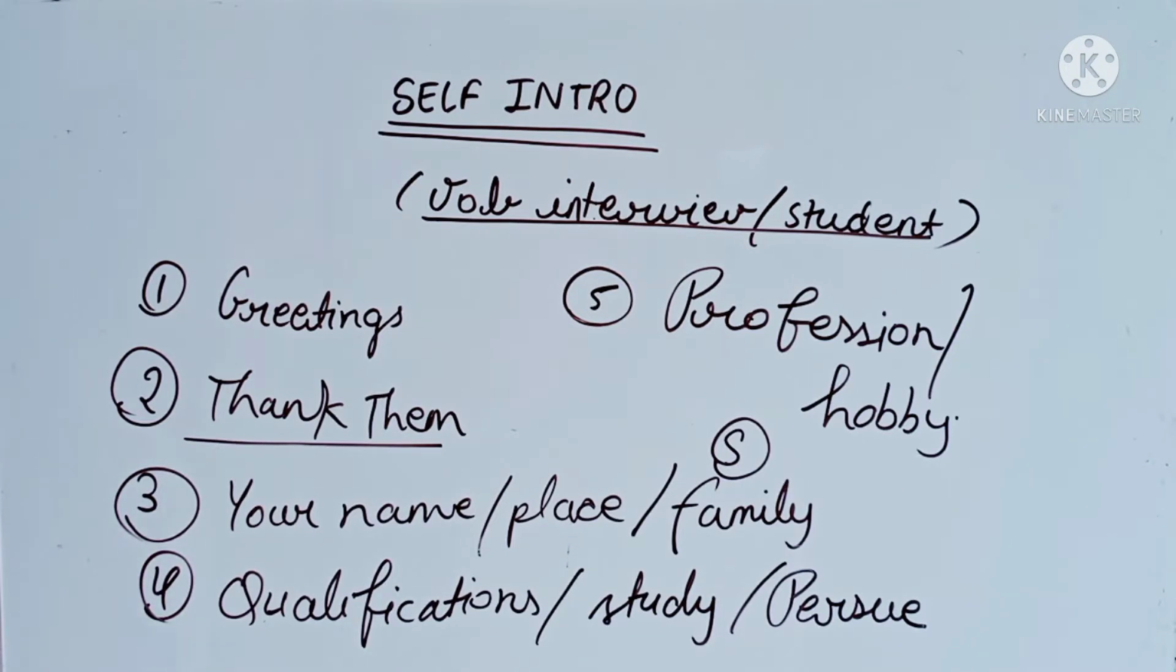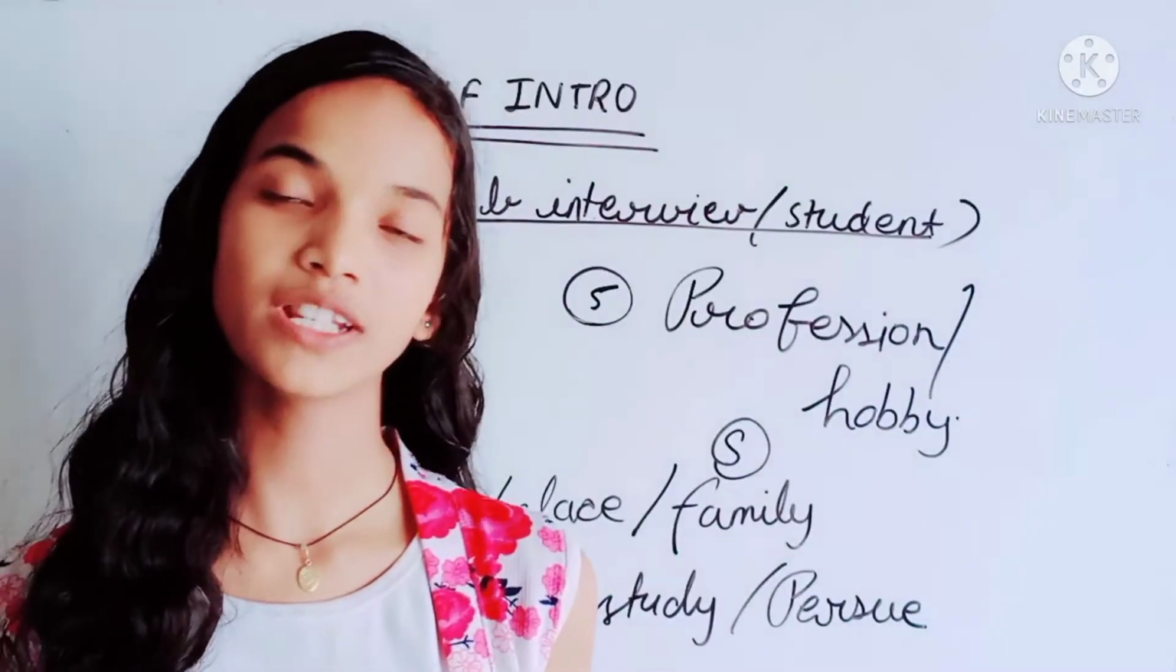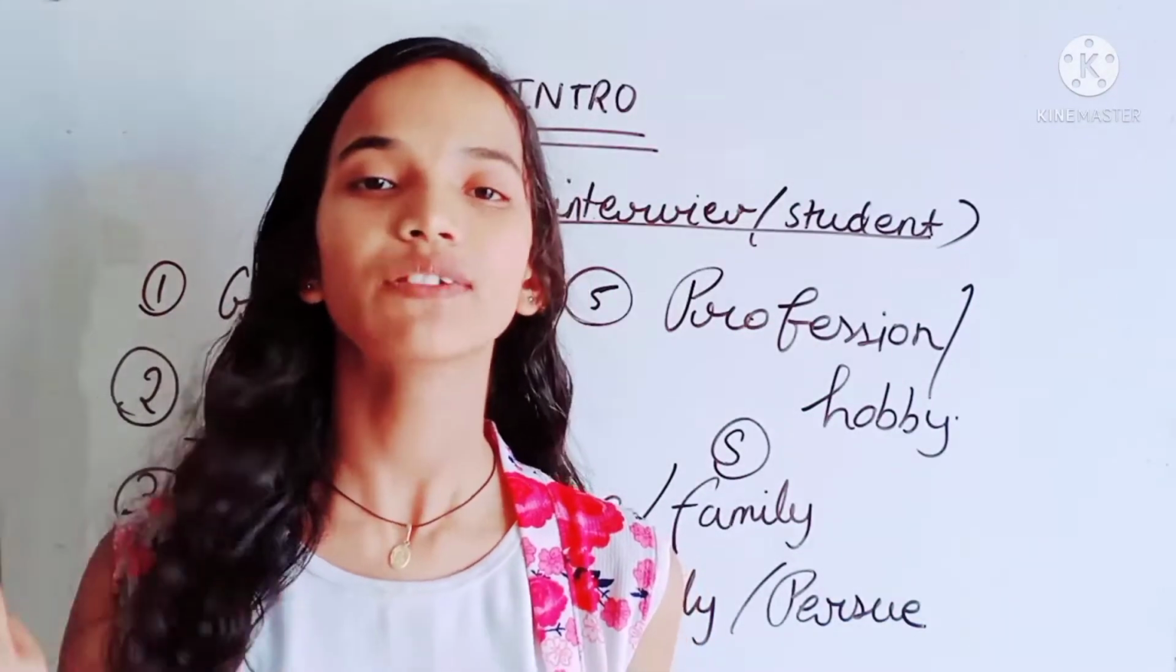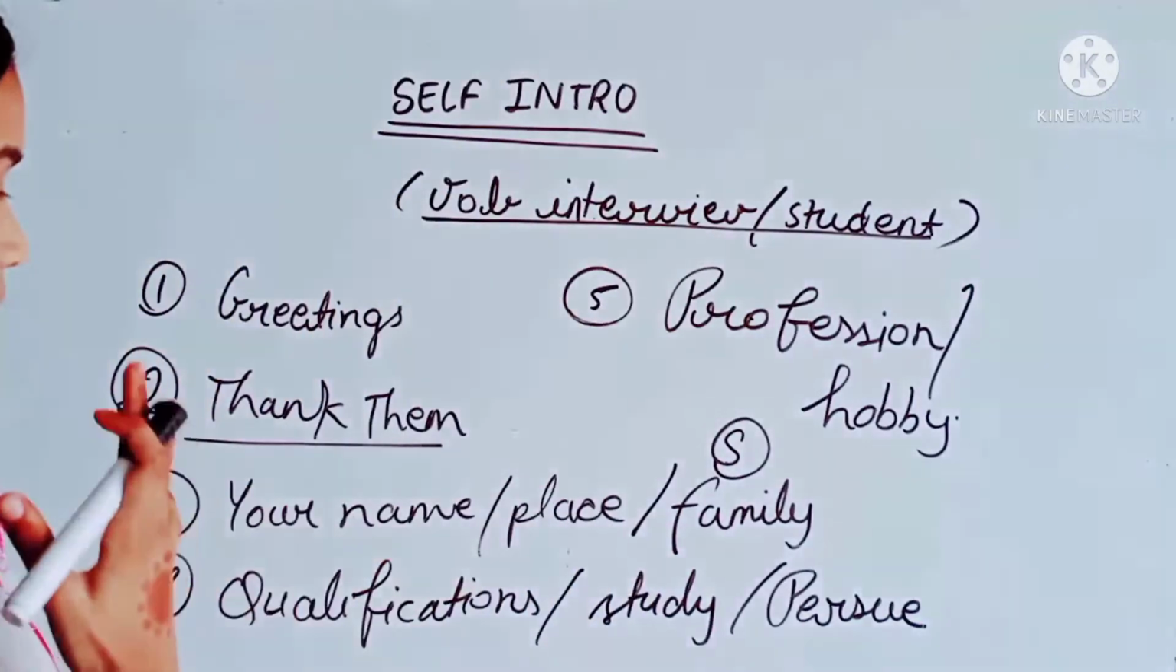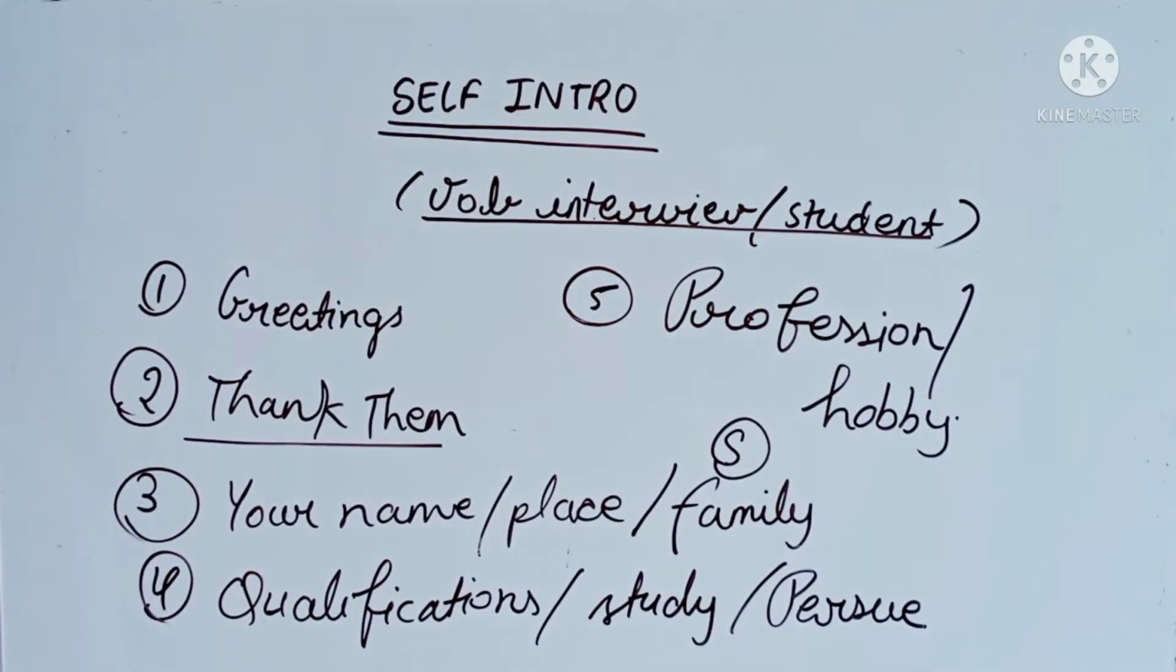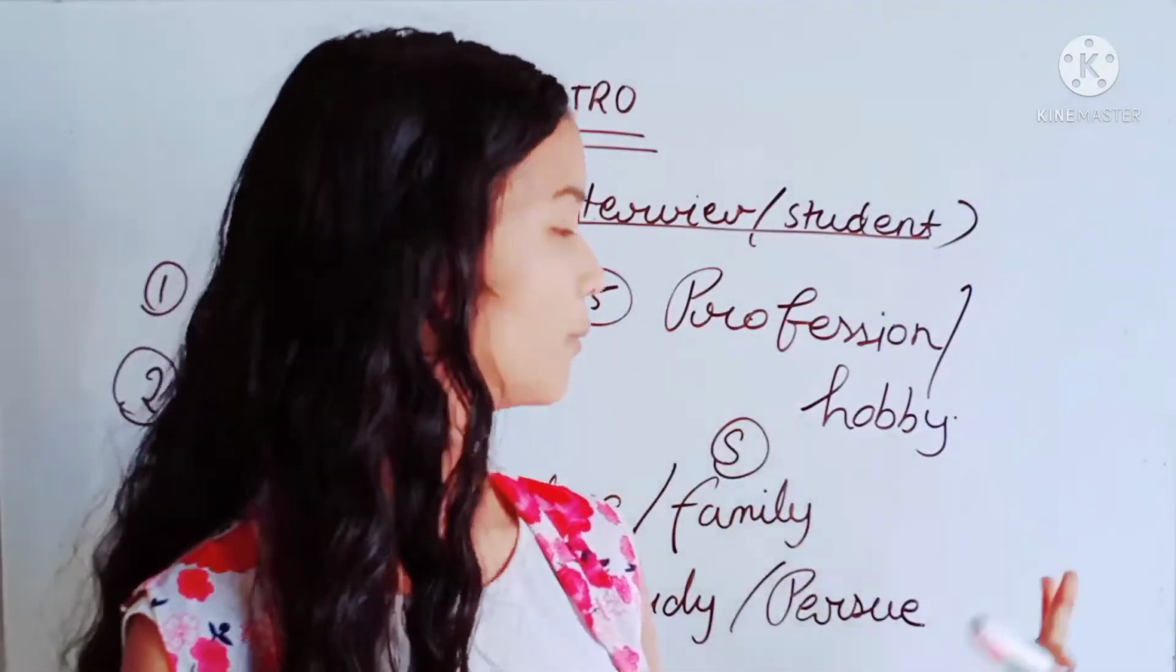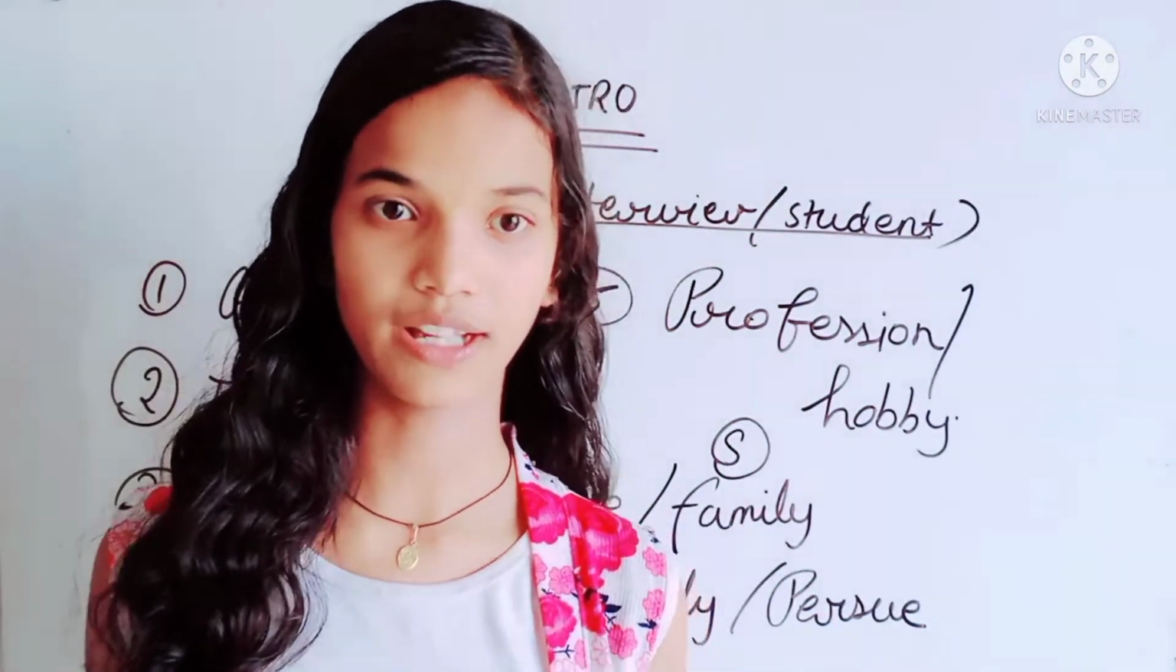My name is Shreya Yadav. I belong to Uttarakhand. I have done BSc from whatever college. This is just an example: I have done BSc or MSc, whatever you have done, you can tell them about your qualifications. Then after that you can tell your hobby, any hobby you can include there.